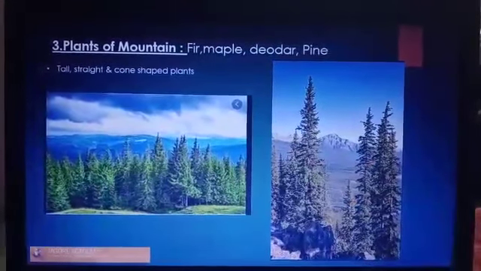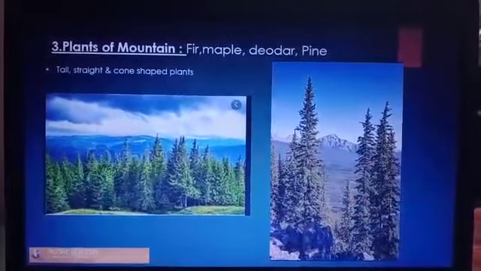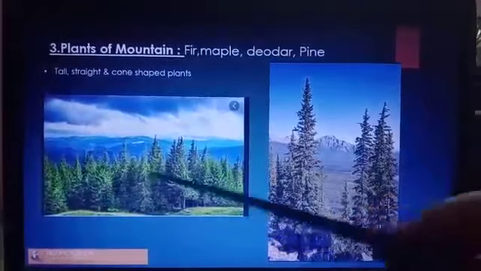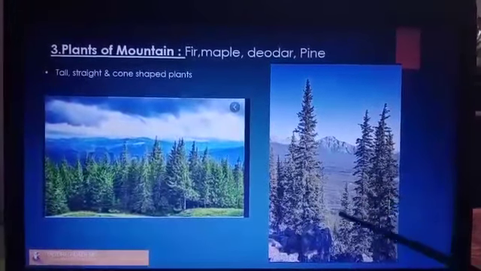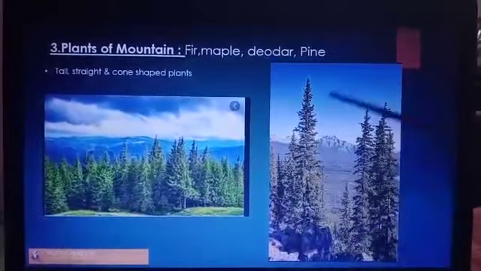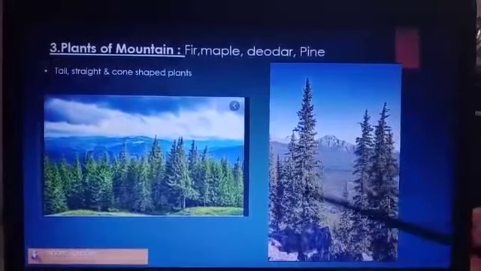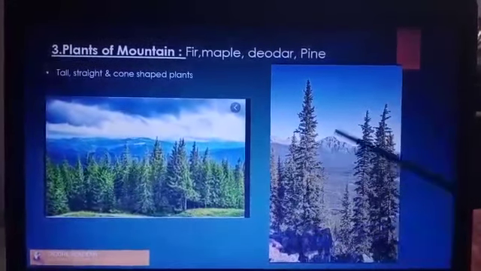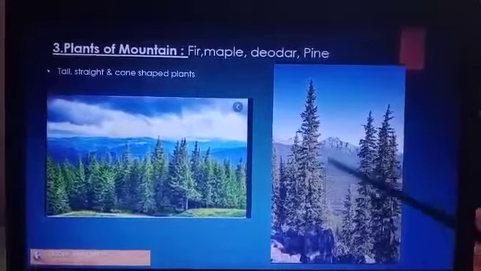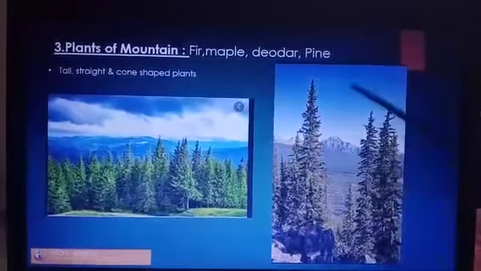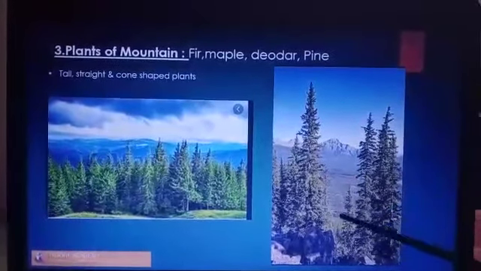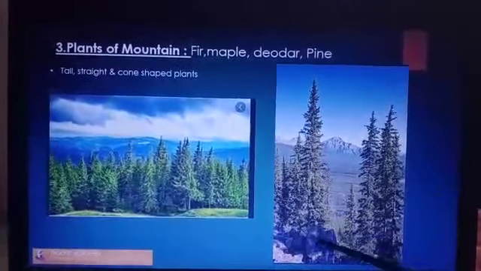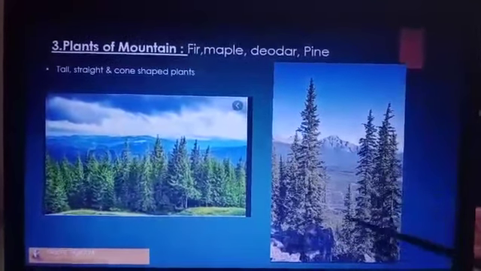Yes, plants of mountain areas. As we can see here, the plants are very tall, straight, and the shape is conical. Now, this shape helps the plant to bear cold weather and the snow easily falls down from these trees. Examples: maple, fir, deodar, pine, etc.